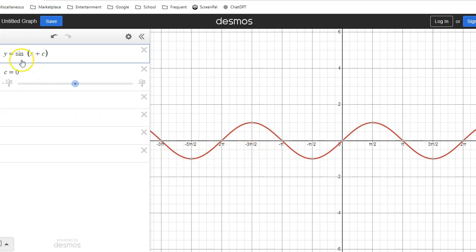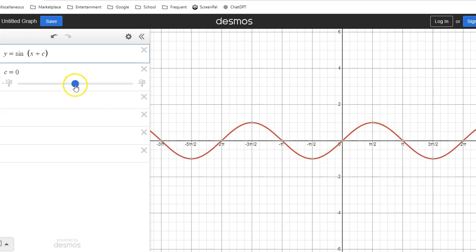This is the graph of sine of x plus c, but right now c is equal to 0, so this is just the sine function. Notice that right now this is an odd function. If you look at the middle, you can see how this portion has the rotational symmetry. If we turned this graph upside down, it would still look the same.